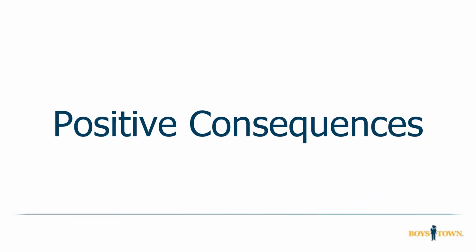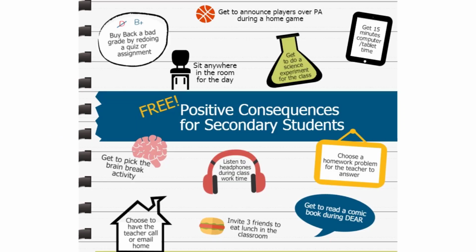Some classroom examples might be choosing their own seat in class, bonus points on homework, computer time, teacher helper for the day, lunch with a favorite teacher, using headphones during work time, positive message home, buy back a bad grade by redoing an assignment or quiz, or anything else that you can think of that motivates a particular student.